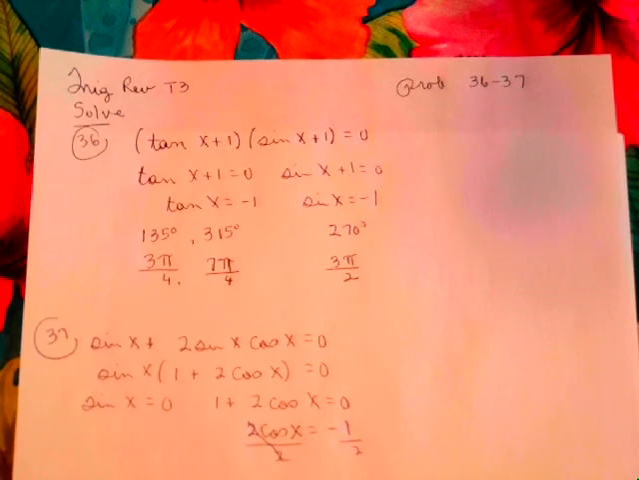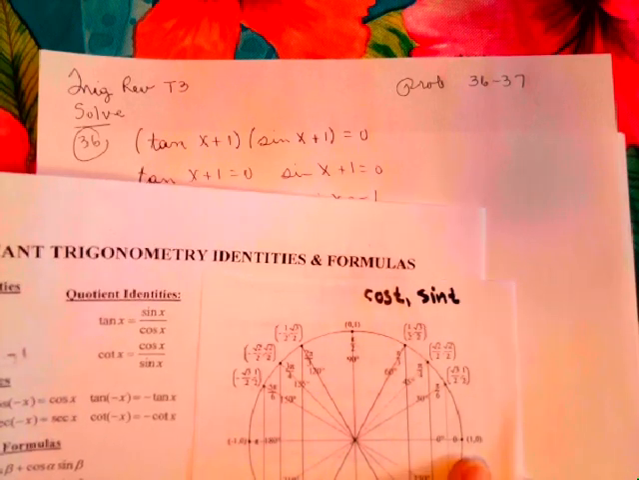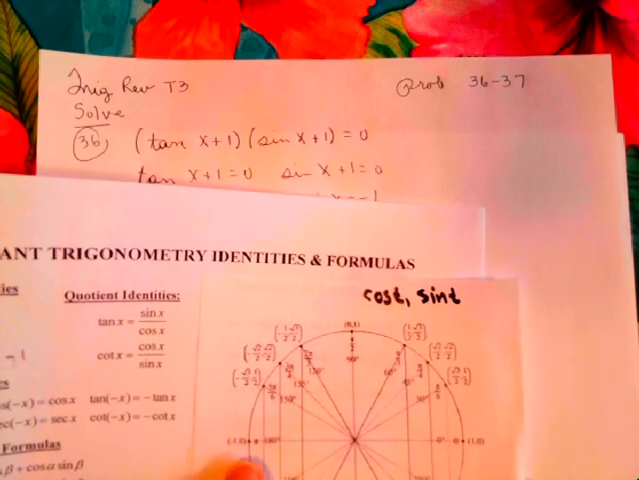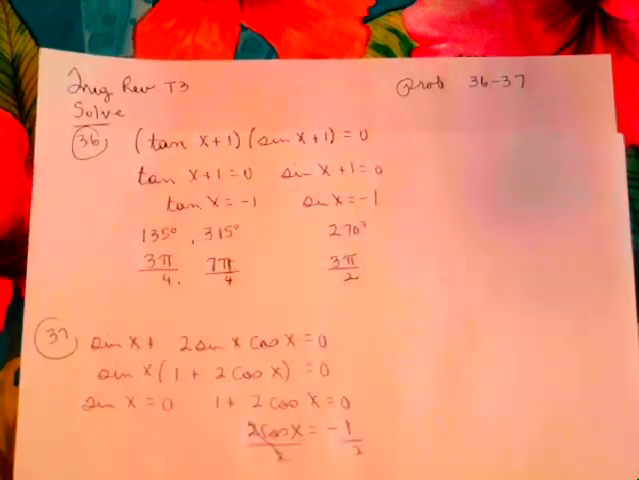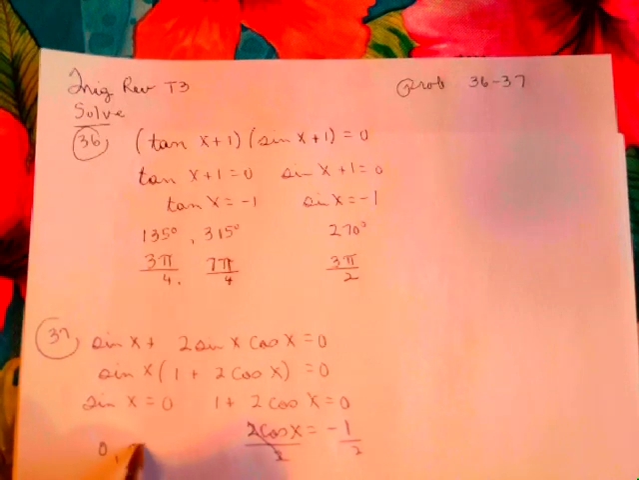Now I'm asking you to use your unit circle and find the places where sine is 0 and where cosine is negative 1/2. So I'm looking for the places where the second number is 0, here and here. So I know I have 0 and pi for two of my answers.